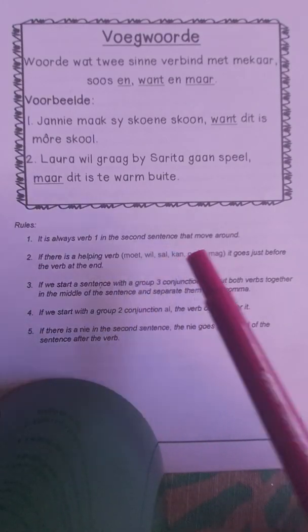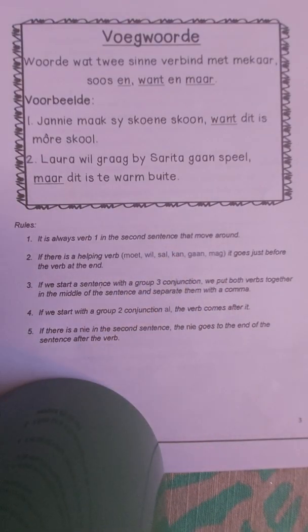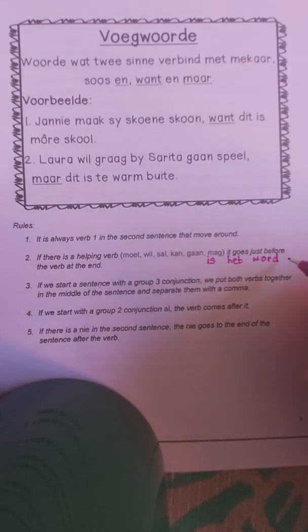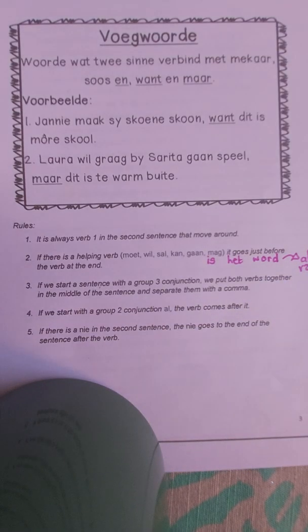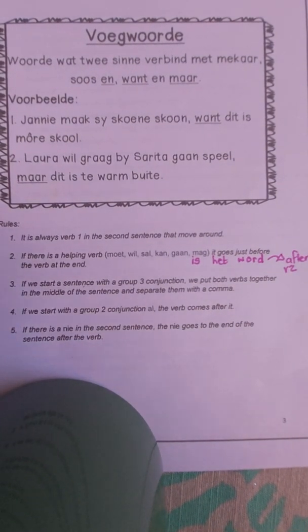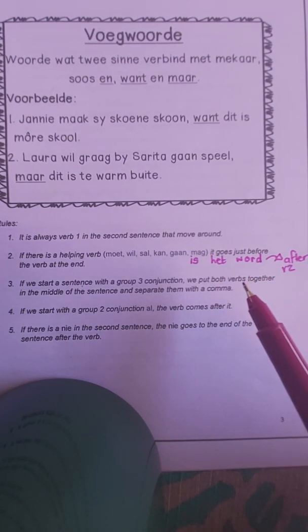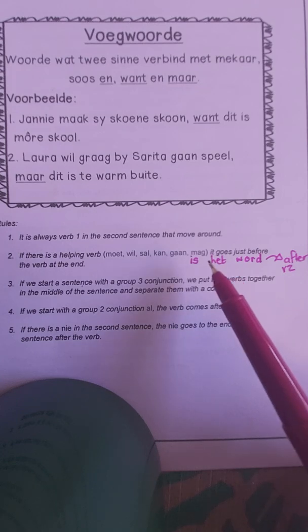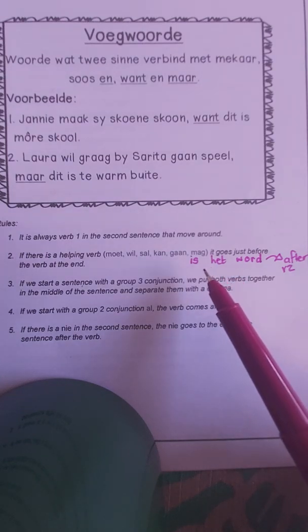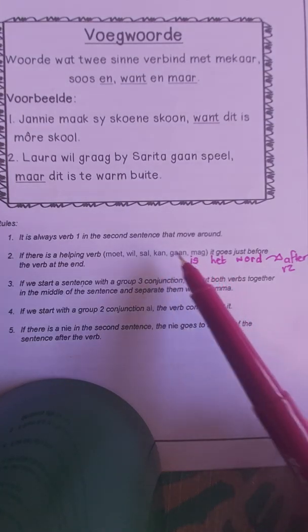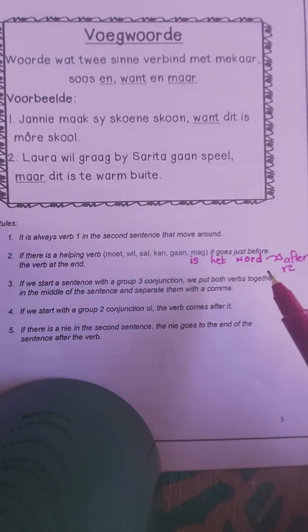Also remember that is, het, and word. So you can maybe just add this. Is, het, and word go after verb 2. So they go after verb 2, and that's quite important. So those 3 verbs, if you happen to have one of those and they need to move to the end of the sentence for some reason, especially with group 3 conjunctions, you need to remember that these verbs go after verb 2, whereas other helping verbs, your future tense helping verbs, will go before verb 2.